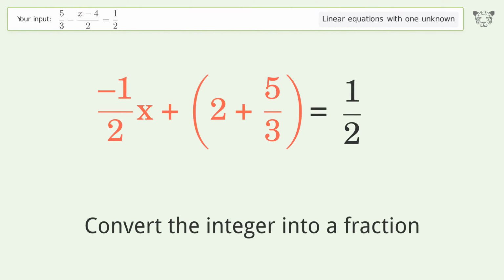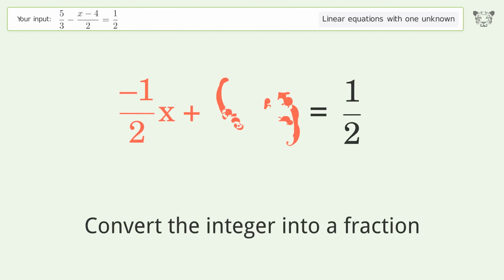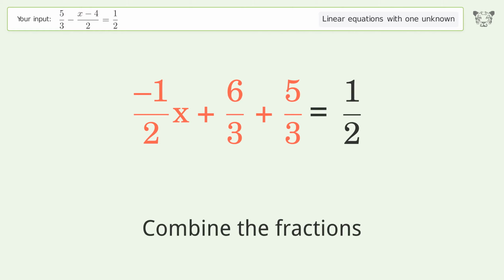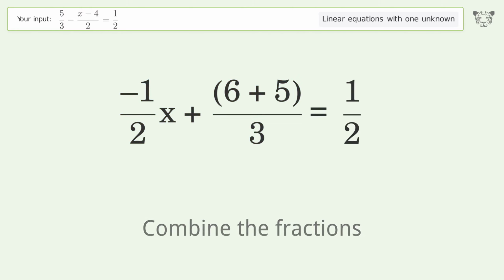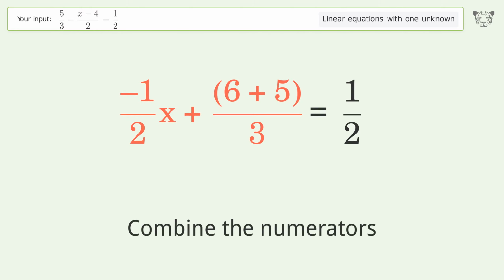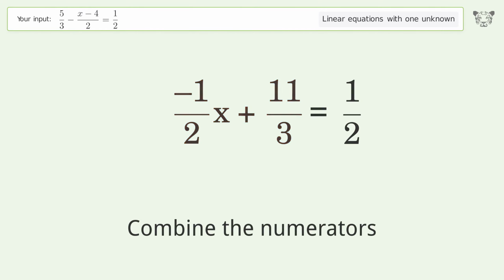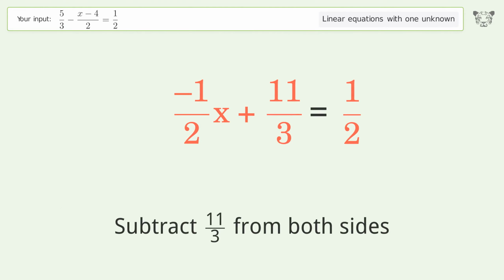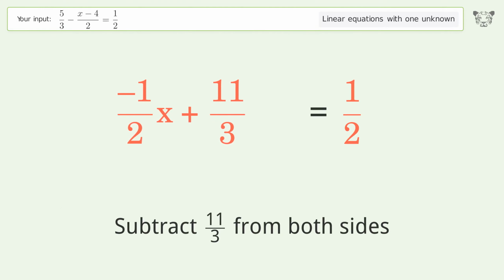Convert the integer into a fraction. Combine the fractions. Combine the numerators. Group all constants on the right side of the equation. Subtract 11/3 from both sides.